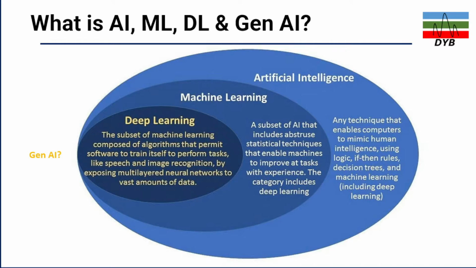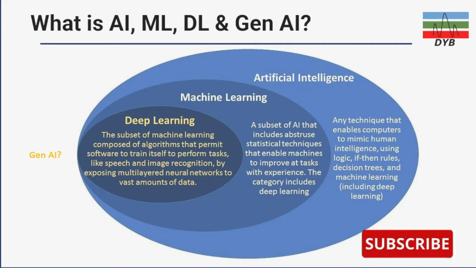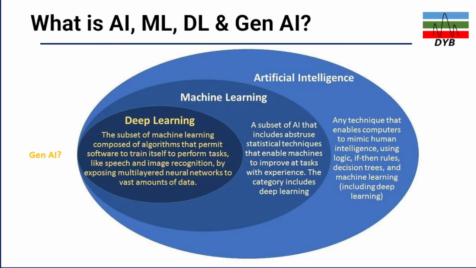So let's look at the introduction about AI, ML, DL, and generative AI. If you look at artificial intelligence, it is any technique that enables computers to mimic human intelligence using logic and if-then rules, like in programming languages we always use if we have this way, you can perform this, otherwise you can go that way, else you can do that way.